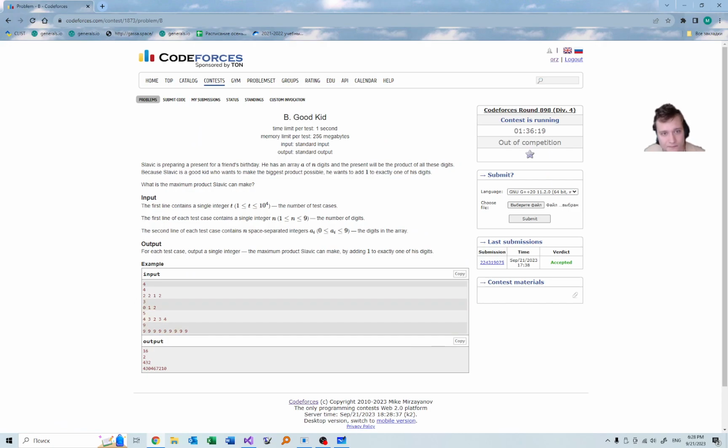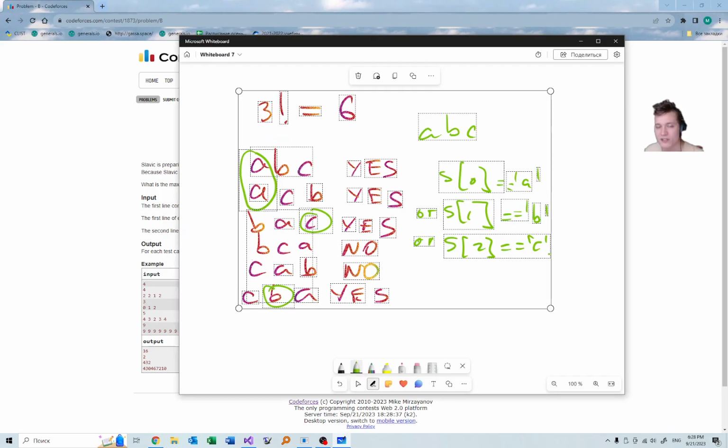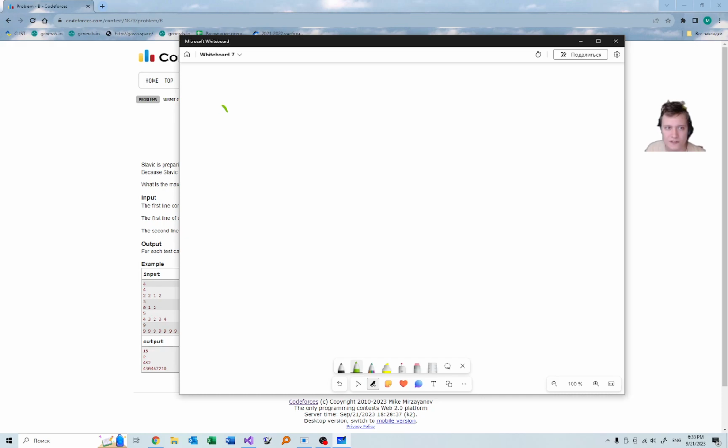Next problem. We have an array A of n digits, and we want to find the product of these digits, but we can add 1 to exactly one of these digits. And we want to maximize the product. So you have digits A1, A2, etc., AN. Assume that you added 1 to AI. So now you have A1 times A2 times etc. times AI plus 1 times etc.